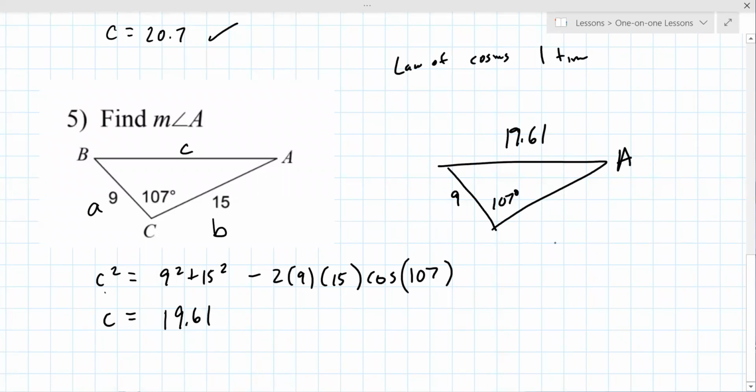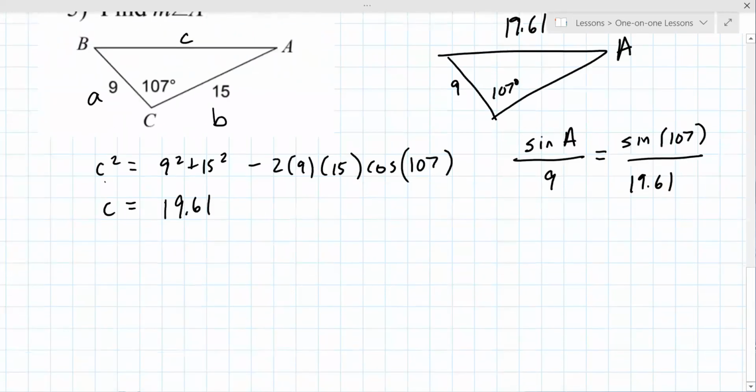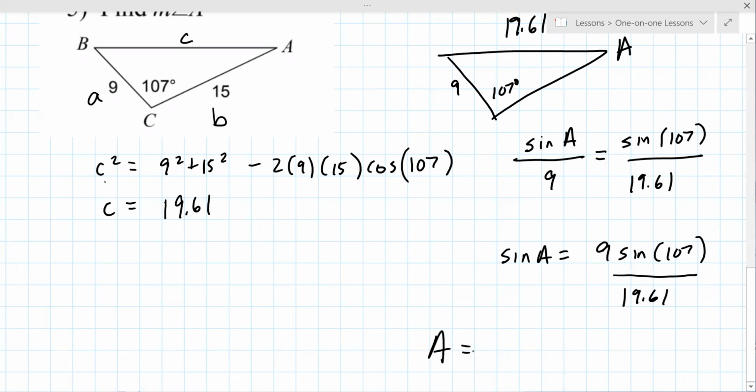They're not emphasizing this. So to find A, it's the sine of A over 9. Because it's always the sine over the side equals the sine of 107 degrees over the side you just found, 19.61. Now we didn't go beyond this in your worksheet from last night. To solve for sine A, you multiply both sides by 9. So it's 9 sine 107 over 19.61. That gives you what sine of A is, but you have to solve for A. You have to be able to undo sine. So to undo sine, you do that with sine inverse.